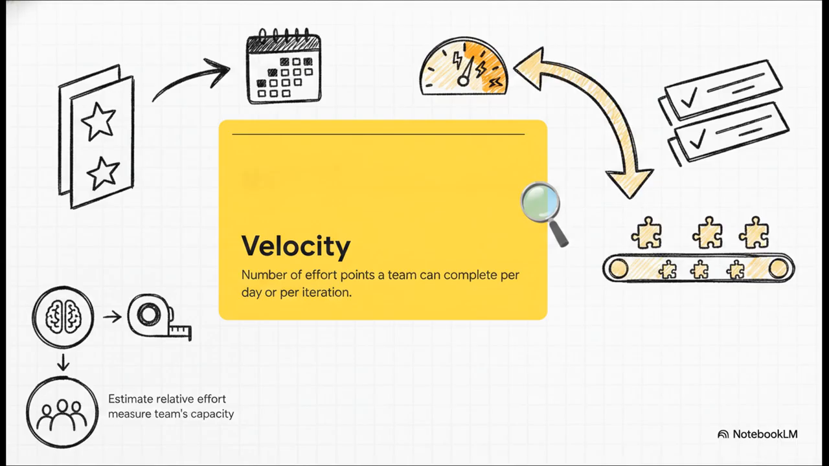You use this crucial metric to calculate exactly how much work fits into the next cycle. You just select stories from the top of the customer's priority list until the points add up to 30. Ultimately, you're estimating relative effort using story points and measuring actual capacity using velocity.